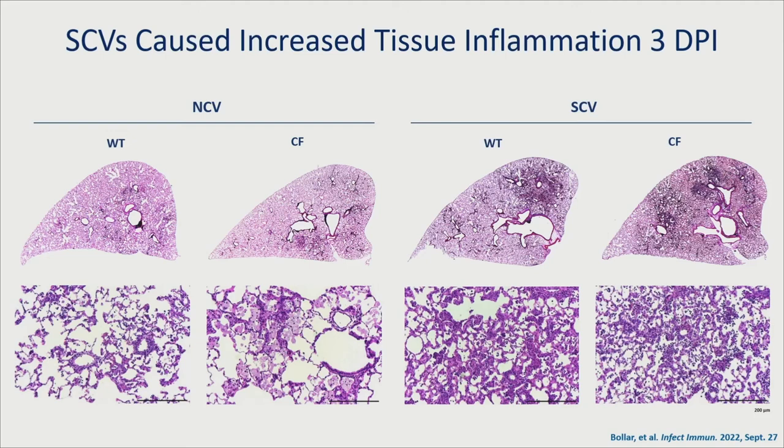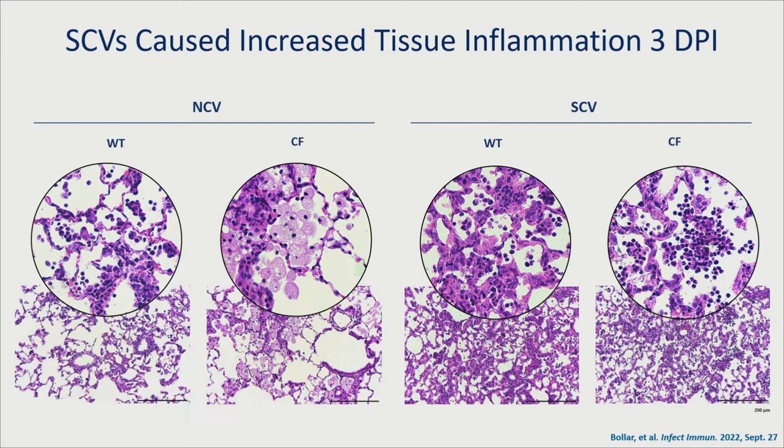Additionally, when we looked at inflammation in the tissue, we saw differences between NCV and SCV infection. We found that with SCV infection, these dense purple patches of inflammation were indicating a high concentration of specifically neutrophils when we look at the tissue. What we found here as well was that there was a population of macrophages that were present with NCV-CF infections that were not present in SCV-CF infections, indicating that there may be a CF-specific difference here with immune detection of SCVs as well.